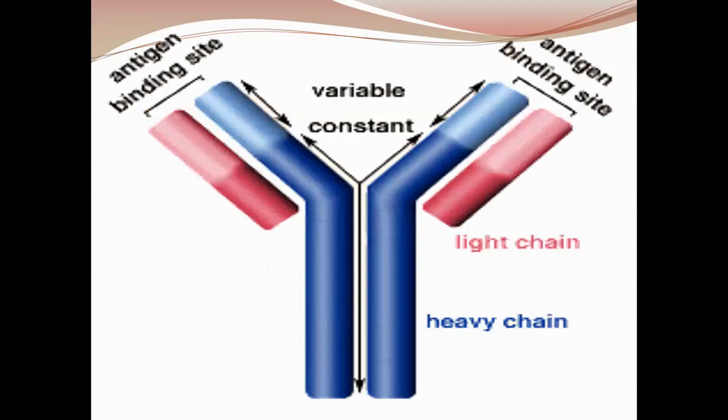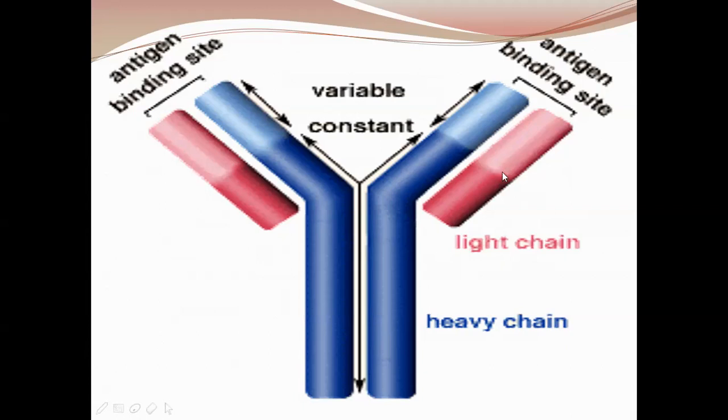Now, when you look at this particular slide, it depicts the structure of the immunoglobulin. This immunoglobulin contains heavy chains. This is a heavy chain. This heavy chain, the blue one, is also called the FC fragment, which lacks the ability to bind. Whereas this pink one is called the light chain, or it is also called the Fab fraction.